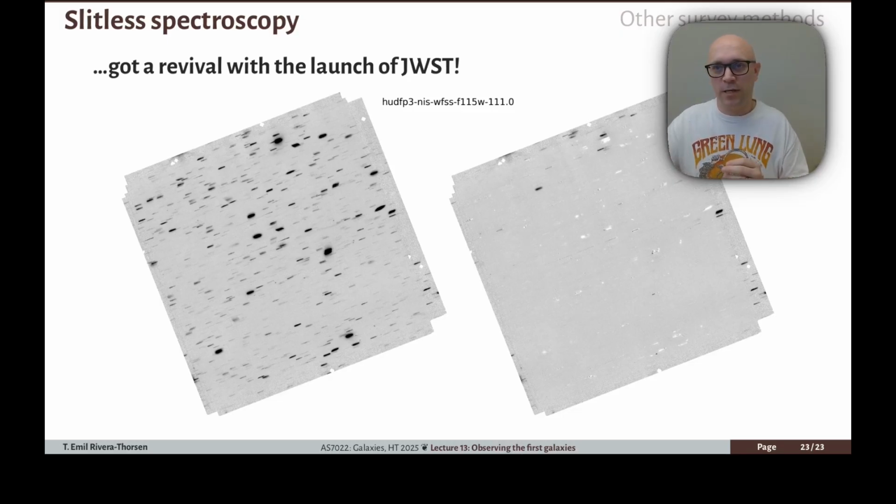This is a particular observation with the JWST slitless spectrograph called NIRISS. And these are observations and images that are made by our former postdoc here at Stockholm University, Axel Runholm. But it is definitely a technique that has become very popular again after the launch of JWST.